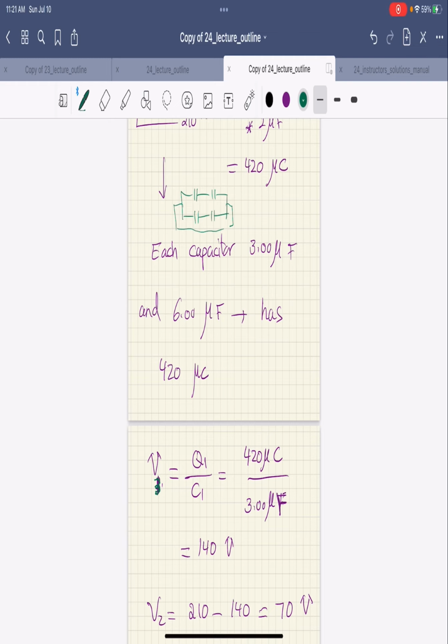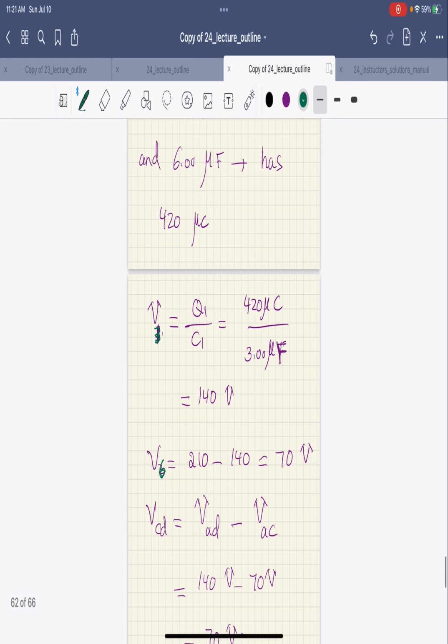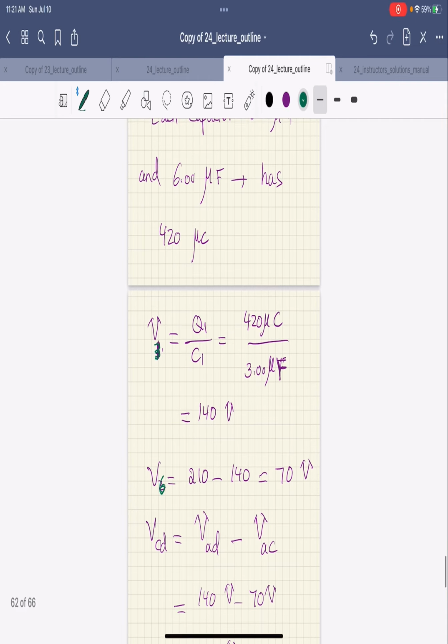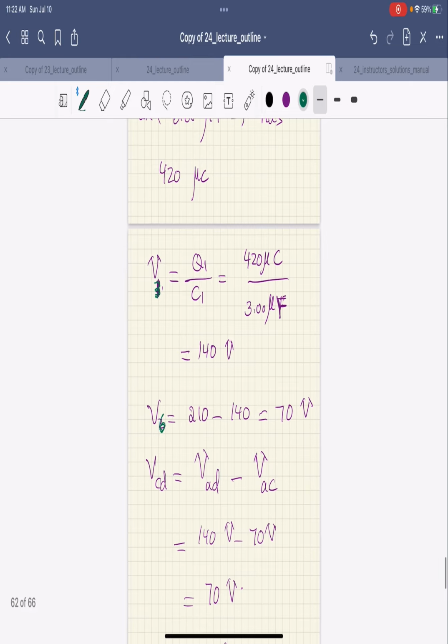Then I can calculate V3 for the 3 microfarad. Then its voltage is going to be 140, and I'm going to calculate V6 for the 6 microfarad. Either you can say the same equation, 420 divided by 6, or you can say it's the difference between 210 and 140, and that is going to be 70. Then in order to calculate VCD, I will say it is VAD minus VAC, and that is going to be 140 minus 70, and that is going to be 70 volts.